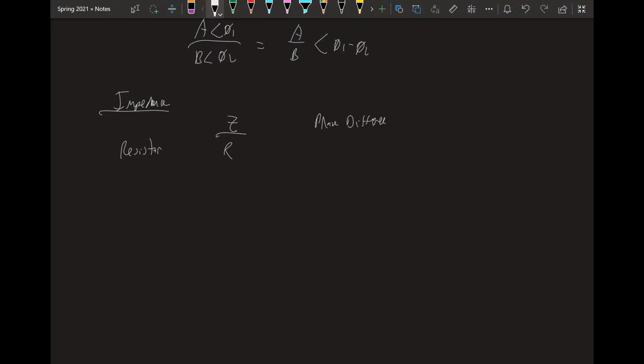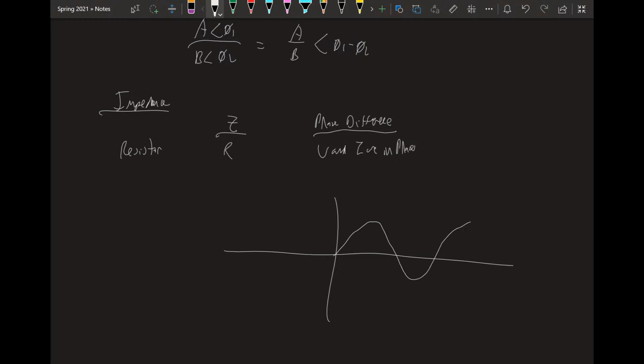Some components have a phase difference across their inputs. For a resistor, V and I are in phase. And what I mean by phase difference is if we have a voltage waveform and a current waveform, this is out of phase. If they were in phase, they would overlap like this. And a 90-degree phase difference is completely out of sync. That's what I mean by phase difference.